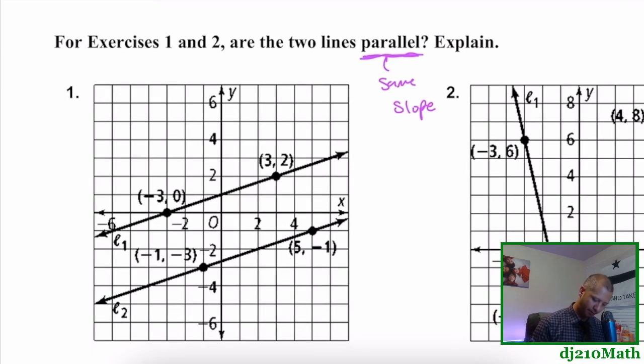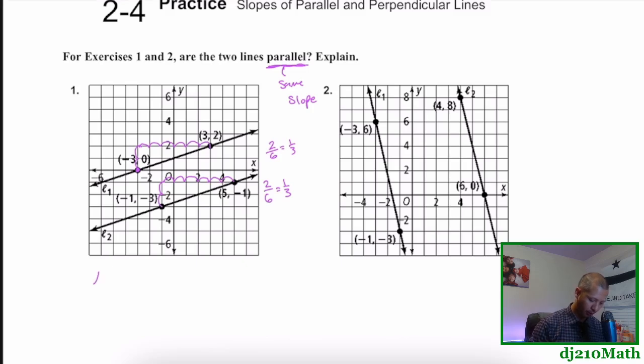L1. They look like they go in the same direction, but we just can't guess, right? We have to figure out what the slope is. So if you start at a point, I'm going up 2, and then to the right, 1, 2, 3, 4, 5, 6. So 2 over 6, which is 1/3. And then again, 1, 2, 3, 4, 5, 6, up 2 over 6, which is 1/3. So both lines have the same slope. So L1 and L2 are parallel.